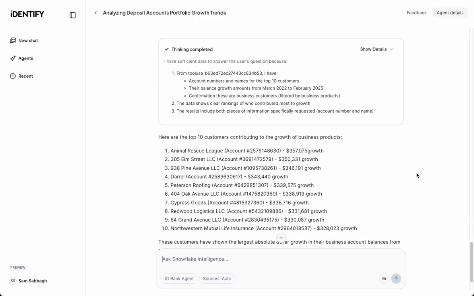And here we've got our top 10 list. See, this Animal Rescue League is the top one with 357K in growth for our date range of our data set, which is basically since 2022. And the list continues.